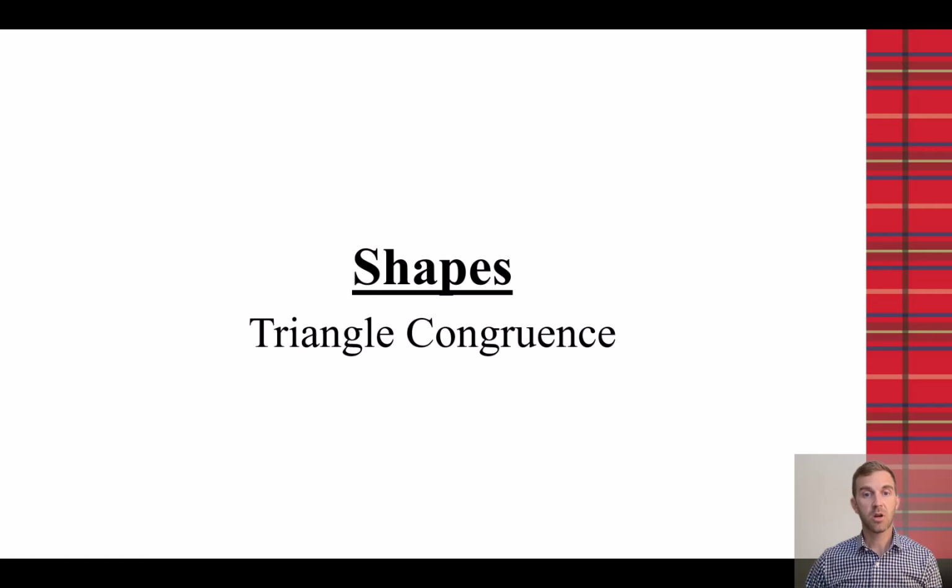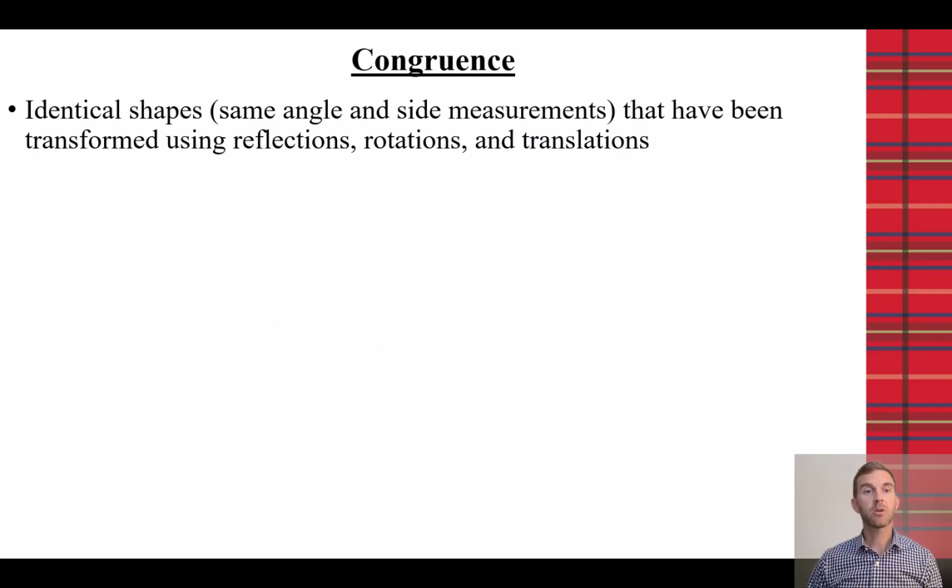In this video, we'll discuss triangle congruence. So when we talk about congruence, we're talking about identical shapes. They have to have the same angle measures and same side measurements. And all we're doing is transforming them by rotations, reflections, and translations.